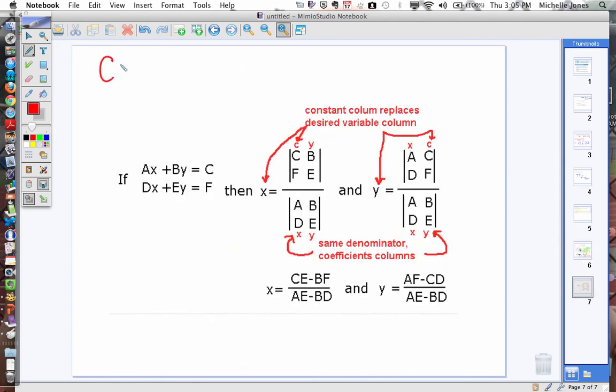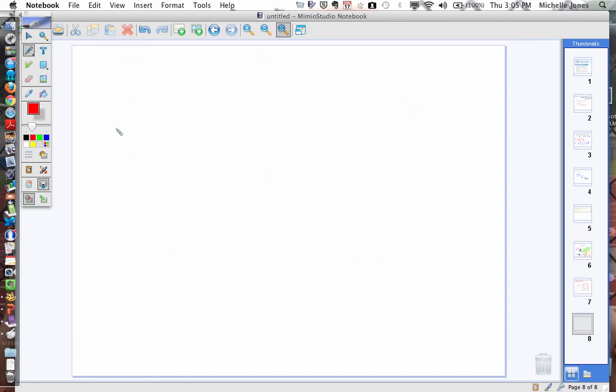The last thing we're going to learn is Cramer's rule. I'm not going to go into detail about how to do Cramer's rule right now, but I want you to either take a screenshot of this and print it and bring it to class, or write it down in your notebook so you have it. I'll show you how to use it tomorrow, but there's a lot of variables here and I want to make sure you have them perfectly in your notes.